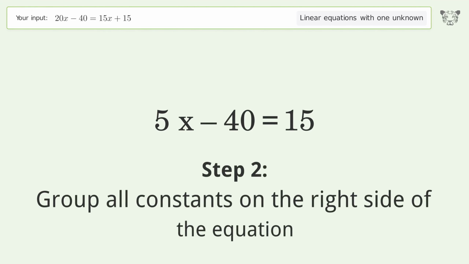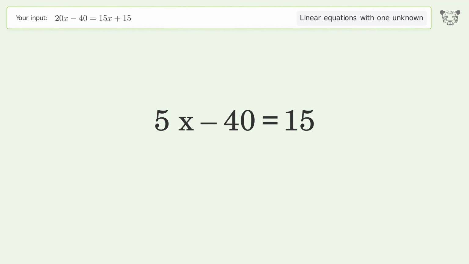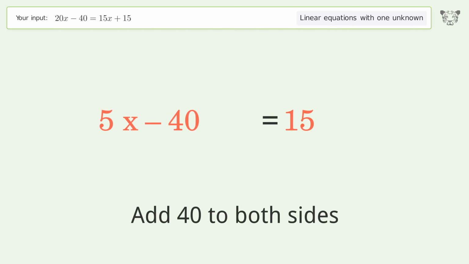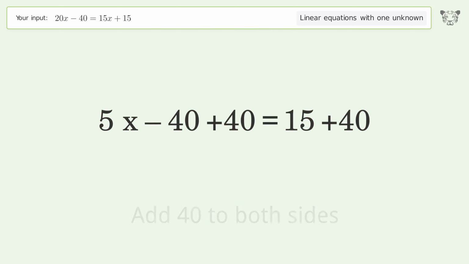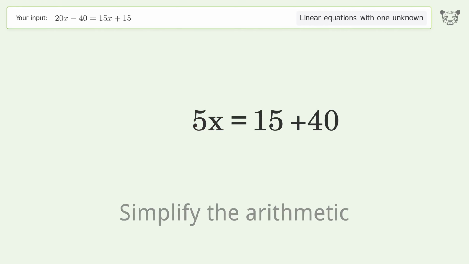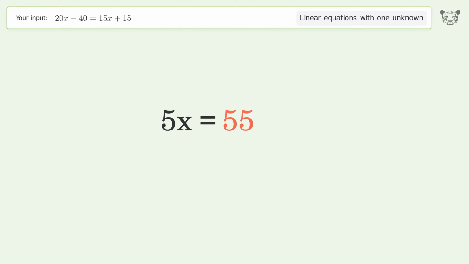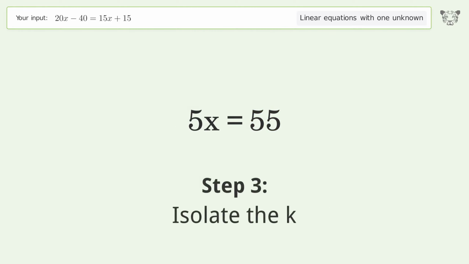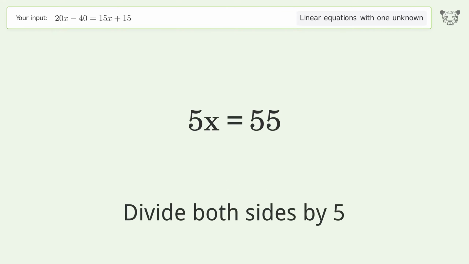Group all constants on the right side of the equation. Add 40 to both sides. Simplify the arithmetic. Isolate the x. Divide both sides by 5.